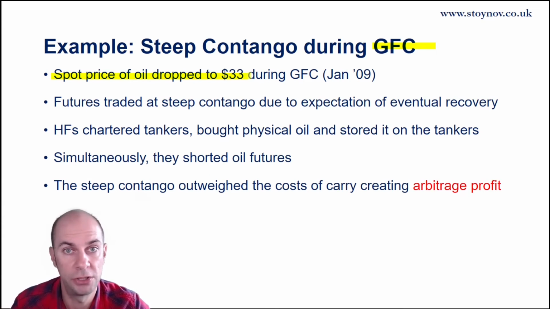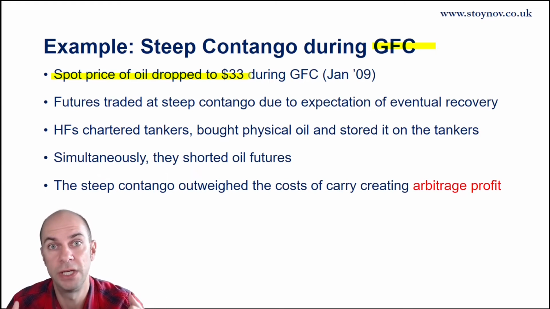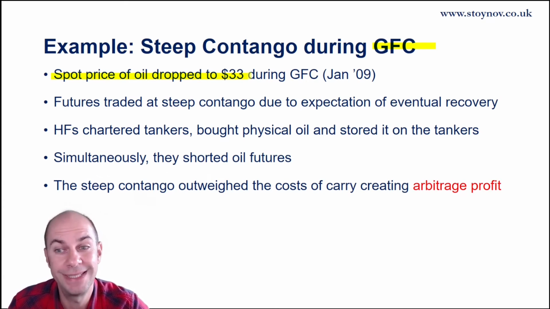Obviously, traders are always basing prices on expectations. The futures market was a very different place. Even though we were in a crisis during 2009, traders were forward-looking, thinking already about what will happen potentially a year in the future, 2 years in the future. So the futures prices of oil were much, much higher, thus resulting in a very, very steep contango curve.